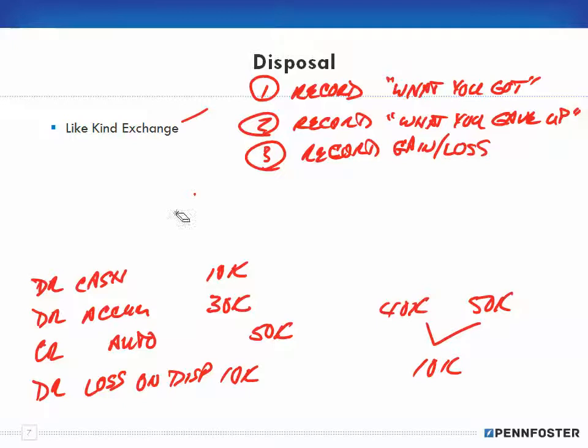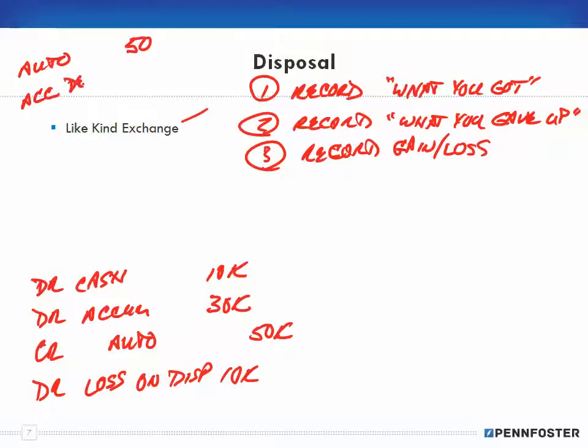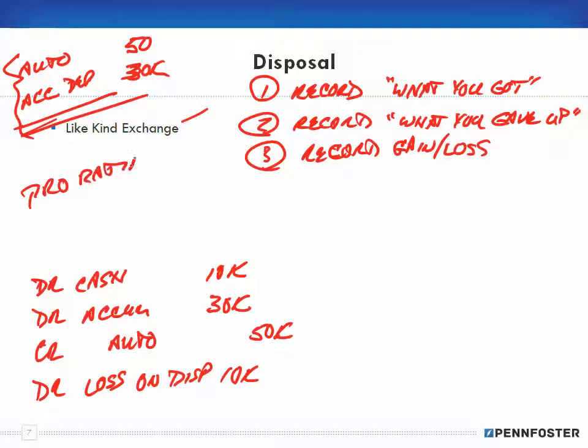However, I said it's not easy because there's a lot of math involved. Remember, it's a highly individualized situation. You have this auto, which you're booking at $50,000, and accumulated depreciation of $30,000. First things first, before you can even consider disposing of that asset, you have to fully depreciate up to that moment in time. That takes into consideration the prorating of depreciation, which we covered in a previous video.